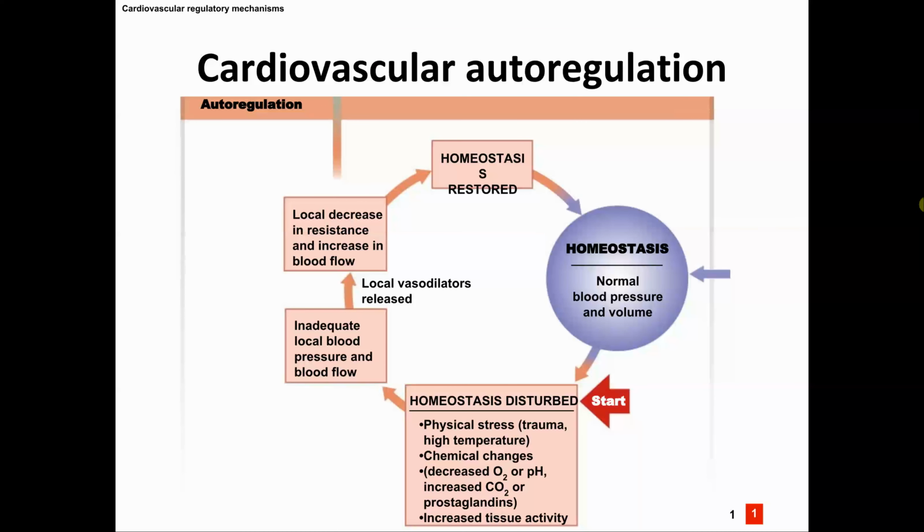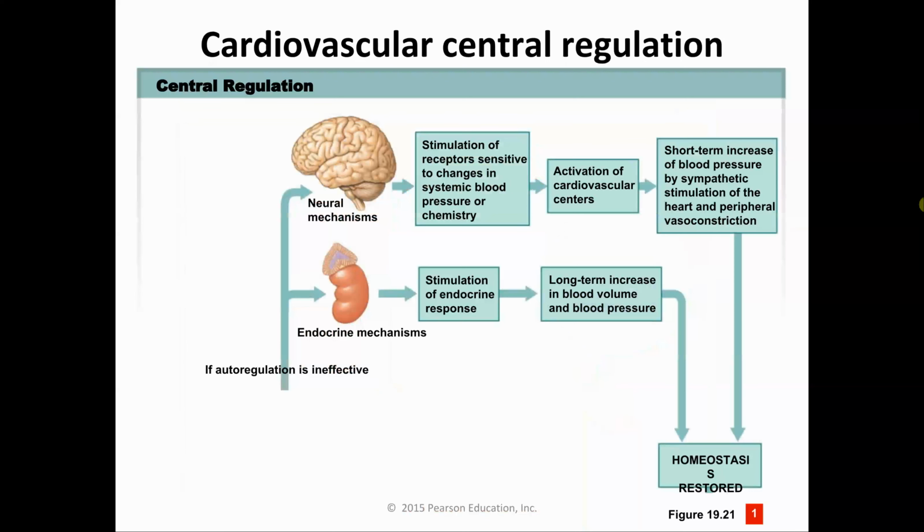So then we can release local vasodilators to increase blood flow to that particular area. So maybe it was the stomach that didn't have enough energy. So let's bring more blood there. Everybody else is pretty much fine. And then that'll bring it back to homeostasis, get normal blood pressure and volume. If that local regulation, that auto-regulation, is not enough, then we get into the central regulation, which is the nervous system and the endocrine system.